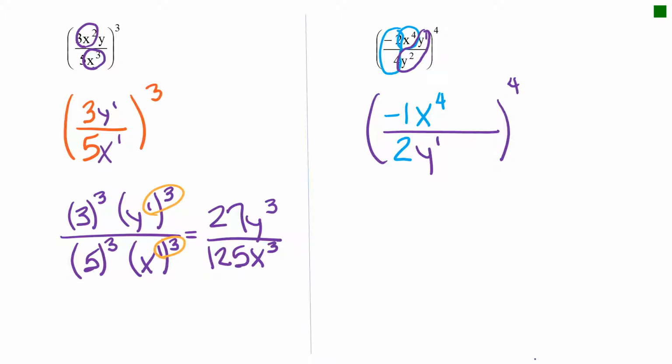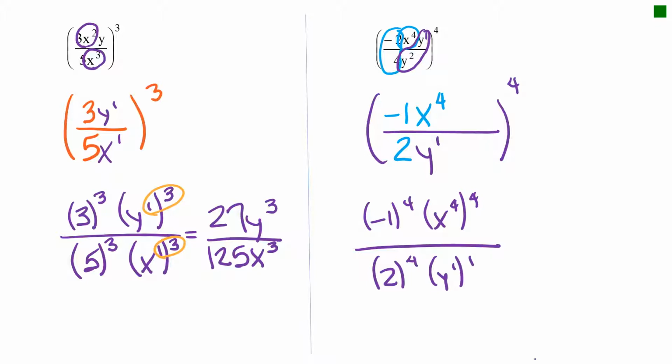Then I've cleaned up inside, so I'm ready to go to the power outside. So I have negative 1 to the 4th, x to the 4th, take it to the 4th, all over 2 to the fourth, y to the first to the fourth. Negative 1 is a number. Go to your calculator. Negative 1 to the fourth comes out to positive 1. This is a variable, so I'm going to multiply my powers. 4 times 4 is 16. 2 is a number. Go to the calculator. 2 to the fourth is 16. Y is a variable, so I'm going to multiply my powers, and it's going to be y to the fourth.